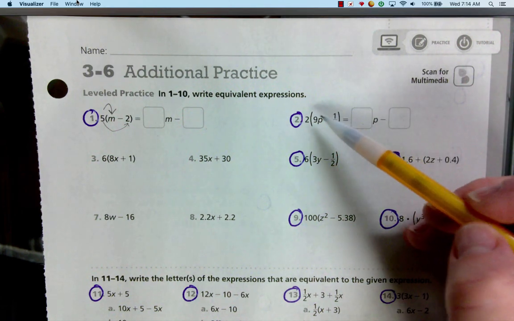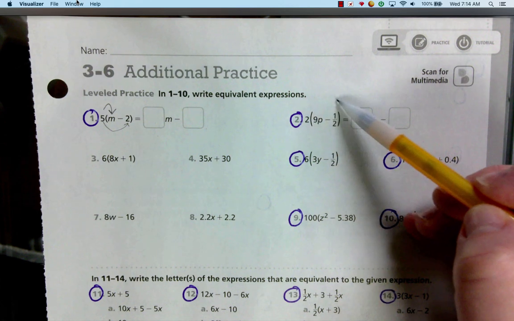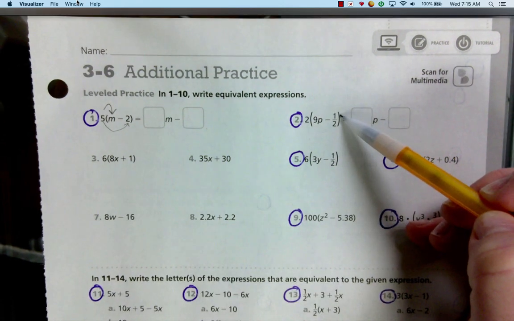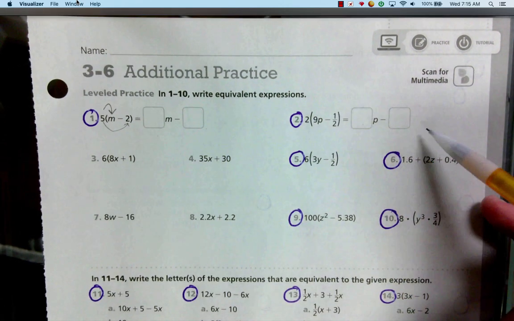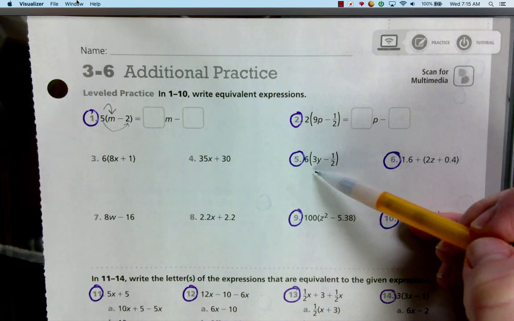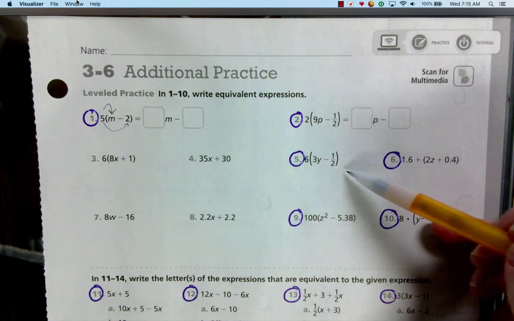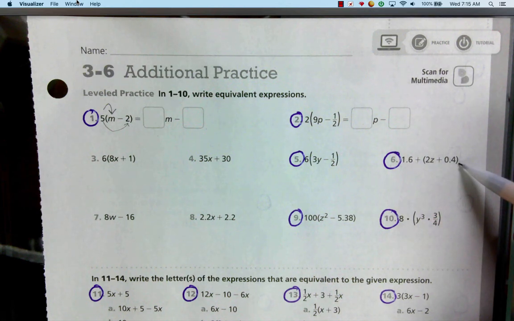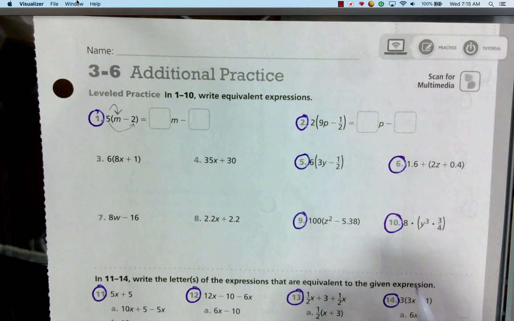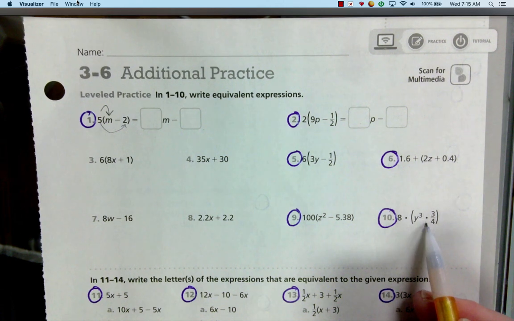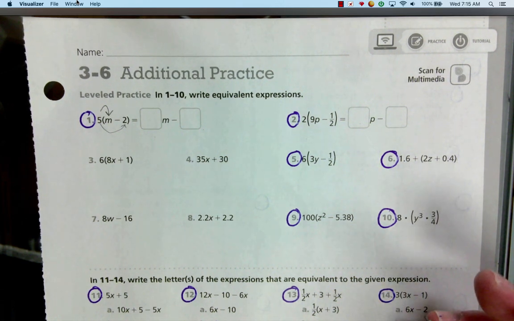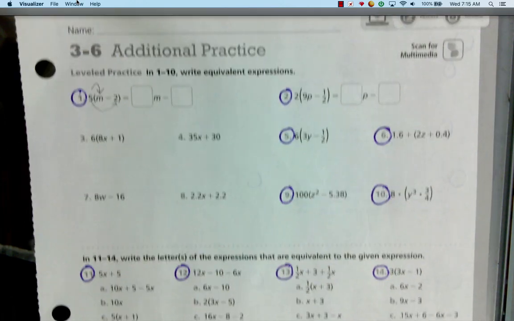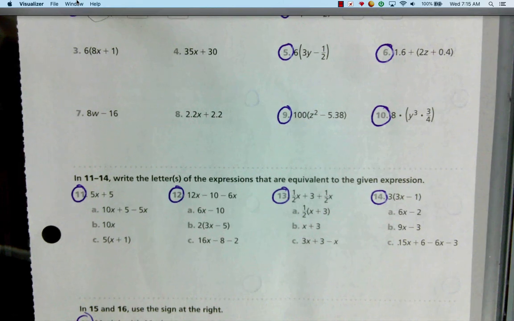And so just think too, when you multiply 2 times 1/2, you can put that in your calculator right there to get your integer right here, and the same thing here. And then you're going to multiply 1.6 and 0.4 here. I also threw in this one right here because those dots also mean multiply, so that you know that. Okay? Now let's go down to number 11 through 14.